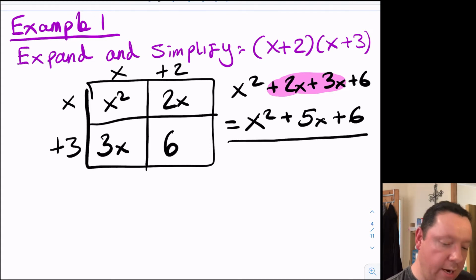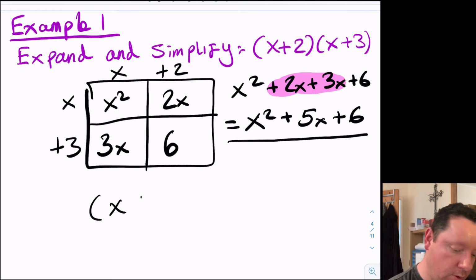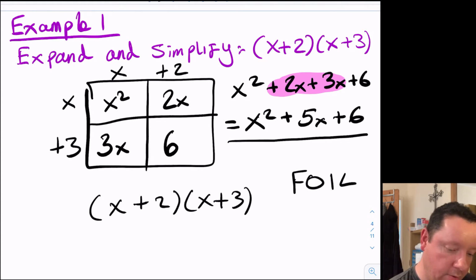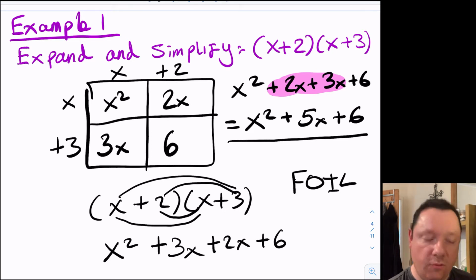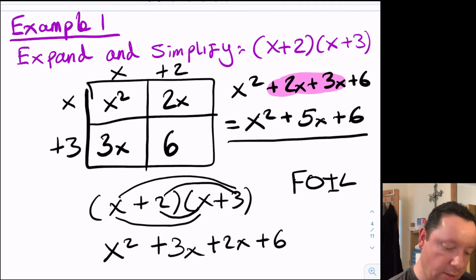We can check our answer with FOIL if you want to. So if I do it again, x plus 2, x plus 3, and I'm going to write FOIL at the side to remind me. I do the first, x times x, which is x squared. The outside, x times 3, 3x. The inside, 2 times x, 2x. And then the last, 2 times 3 is 6. I should get the same answers I got before. I did, so it's good. So obviously the answer is still x squared plus 5x plus 6.